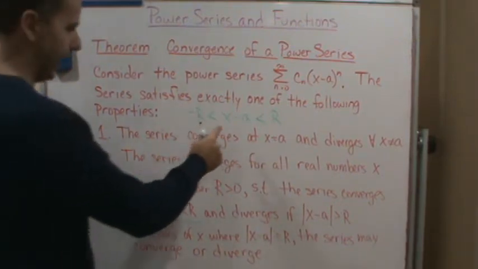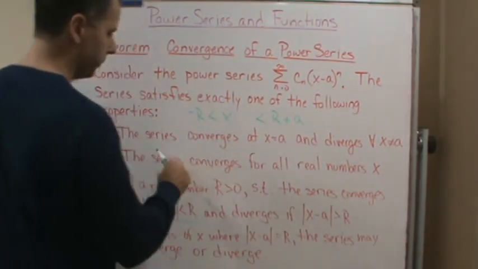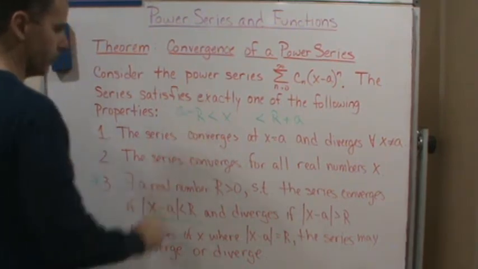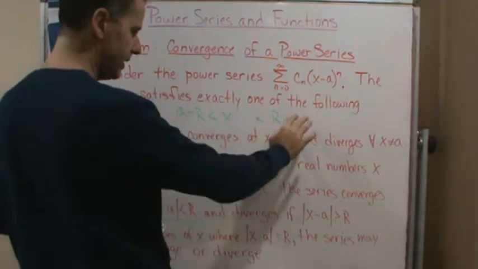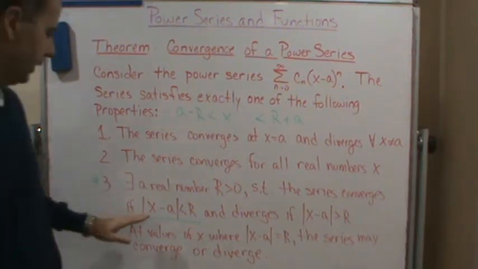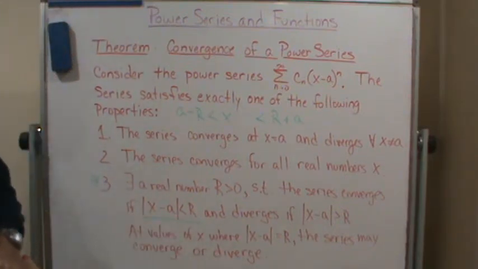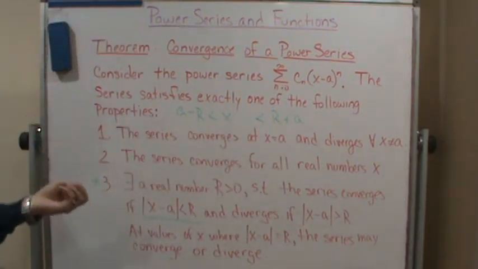Or in other words, if we add a to both sides, we're saying that x is in this interval. And so we call this interval the interval of convergence because we know that as long as it's inside that interval, then it's convergent. Okay, so all values of x that are inside this interval. So that's called the interval of convergence.